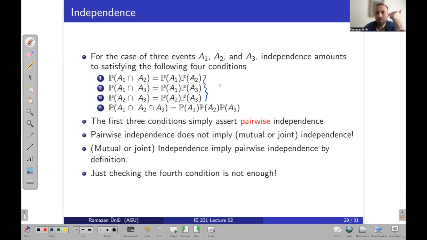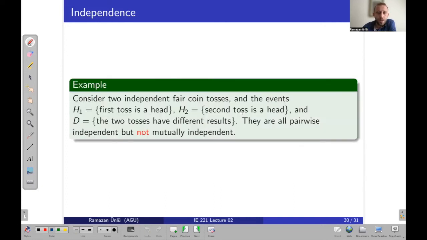Also, mutual or joint independence implies pairwise independence by the definition. So if you say that A1, A2, and A3 are mutually independent, we can also say that A1 and A2 are independent, A1 and A3 are independent, A2 and A3 are independent. Again, just checking these three or the last one is not enough. You have to check all of them. Let's look at some examples to make your understanding more concrete.